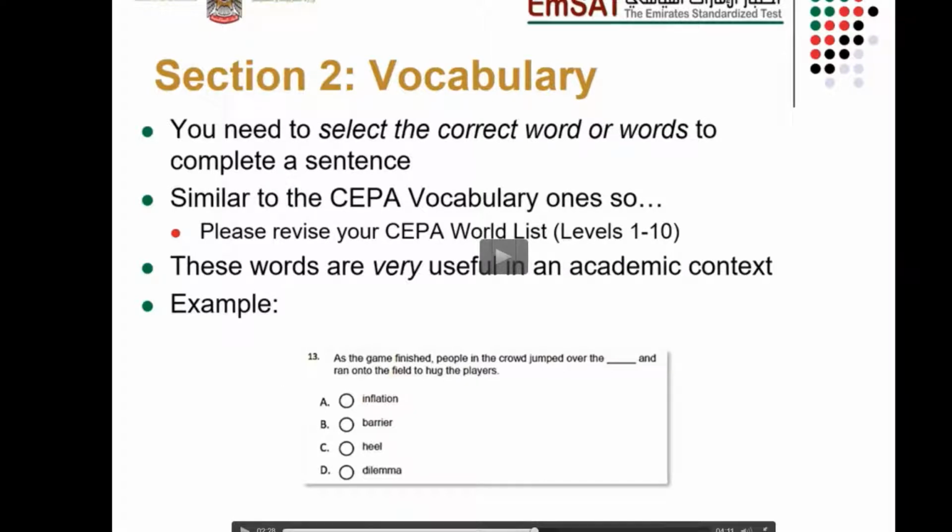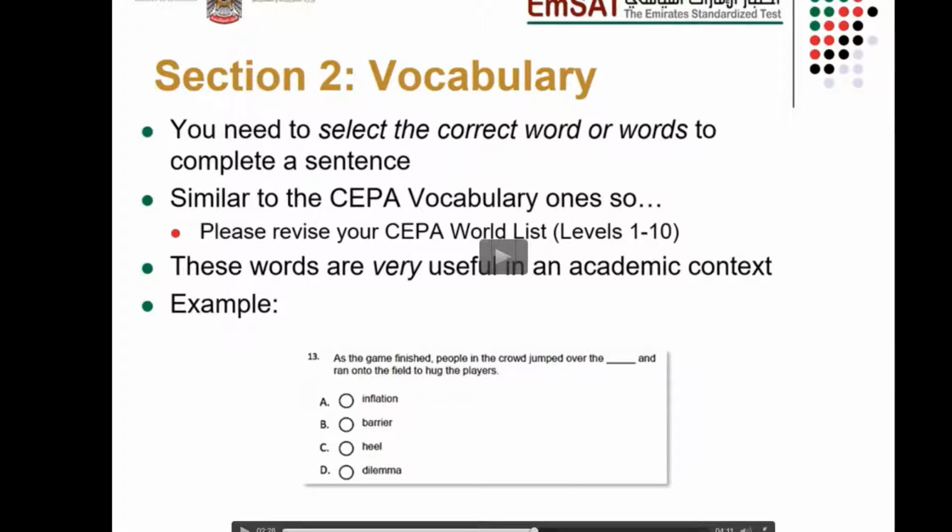You cannot see it. Let me try to read it for you. Listen carefully, Habibi. As the game finished, people in the crowd jumped over the what and ran onto the field to hug the players. So as the game finished, people in the crowd jumped over the what and ran onto the field to hug the players.